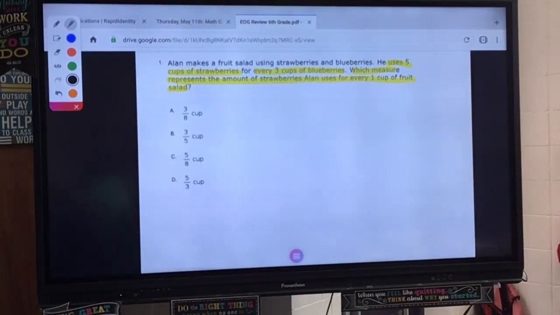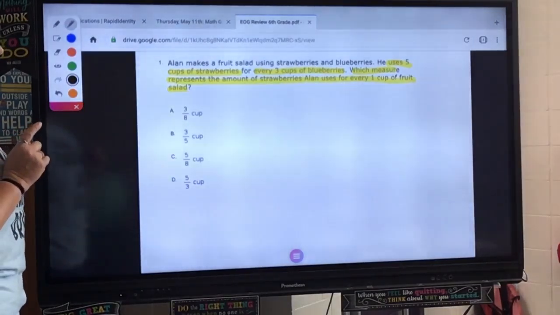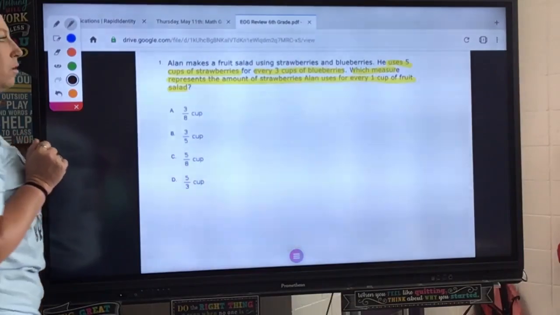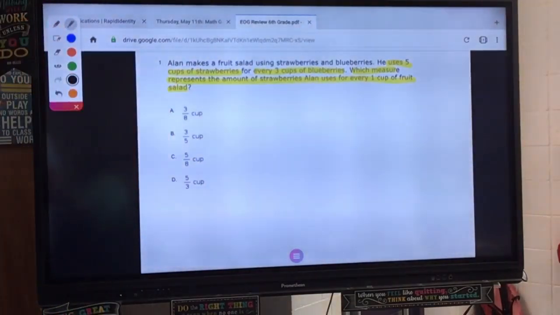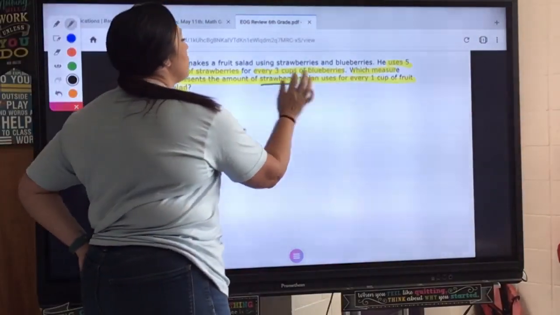Mika, is your hand raised? What part are we looking for? Just give me the word. Strawberries? Thank you. All right, so we're looking for just the strawberries.